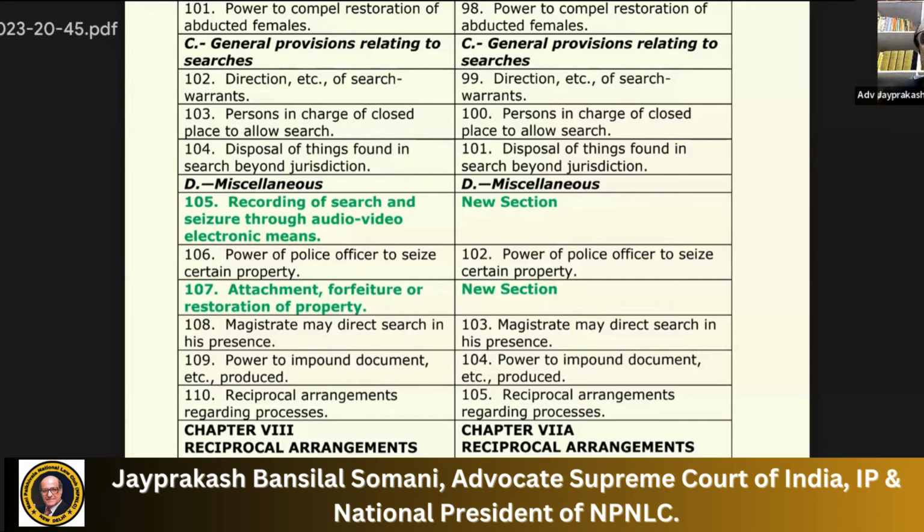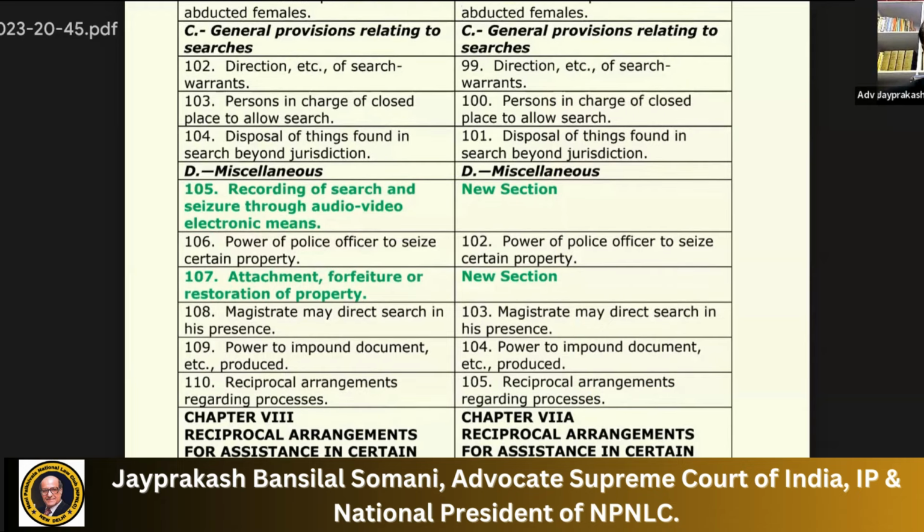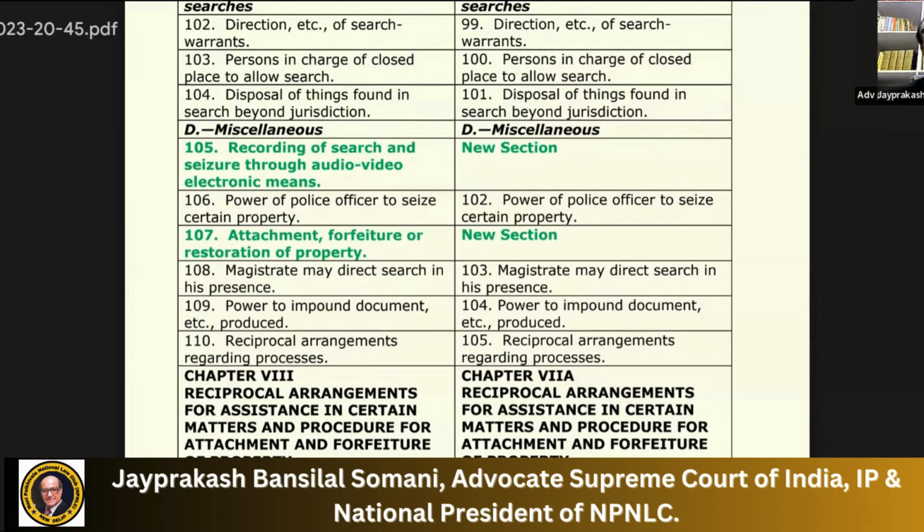Its corresponding section was in CrPC section 100. BNSS section 104, disposal of things found in search beyond jurisdiction. Its corresponding section was in CrPC 101. Part D of Chapter 7 is miscellaneous.